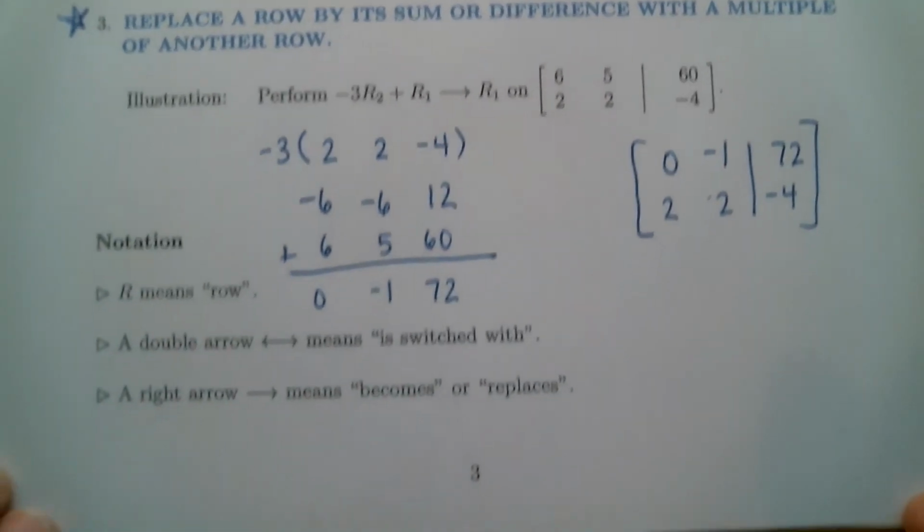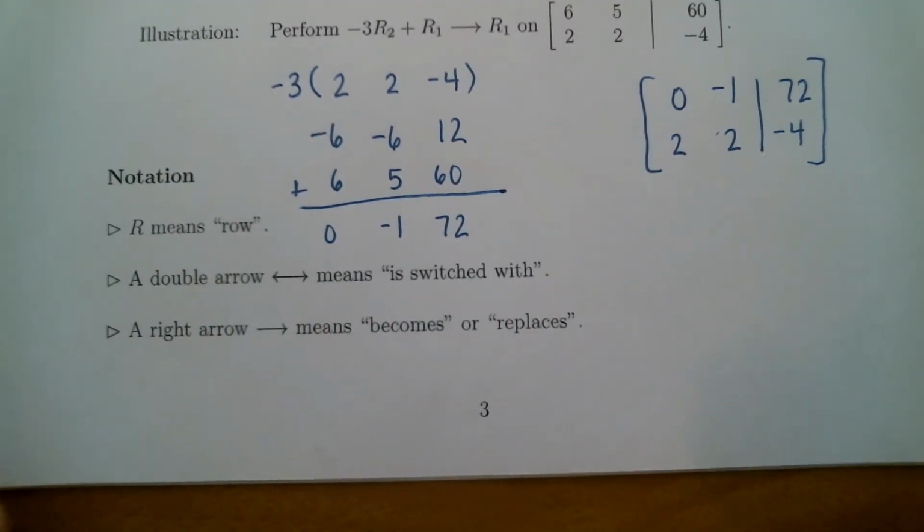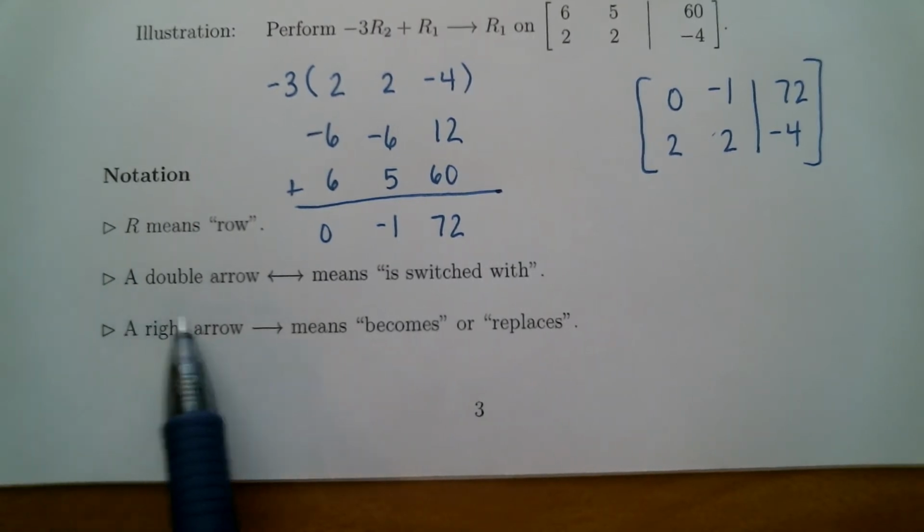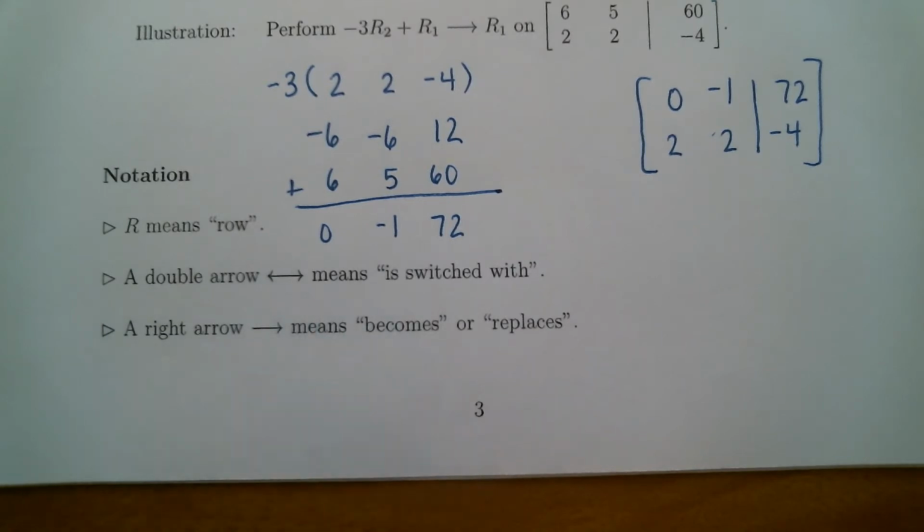At the bottom, I summarized the notation you saw when we're doing this, because I do want you to write out your notation of your operations, how you go from one matrix to the next. R means row. A double-sided arrow means to switch with. You switch the 2 rows. And if you see a single-sided right arrow like this, that means becomes or replaces. All right, so let's go ahead and try some of these row operations. I am going to get the next example out where we can practice some of these row operations.